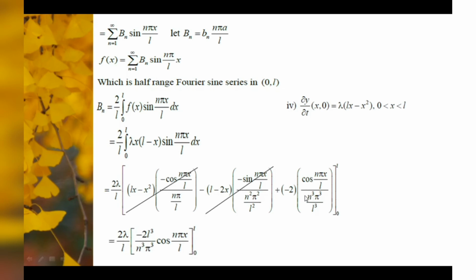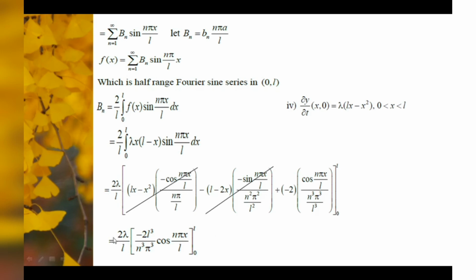So we will be left with only the third term, and the third term is having the denominator n cube pi cube by L cube. We are taking it to the numerator, so it is 2 lambda by L, and this will go to the numerator. It is minus 2 L cube divided by n cube pi cube into cos n pi x by L over the interval 0 to L. The limit is 0 to L. Now let us apply the limits one by one.